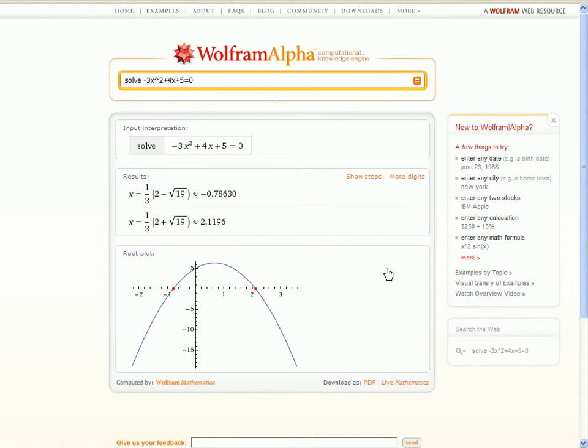There are more examples on the WolframAlpha website. Check them out. Hopefully WolframAlpha will be very useful for your homework assignments.